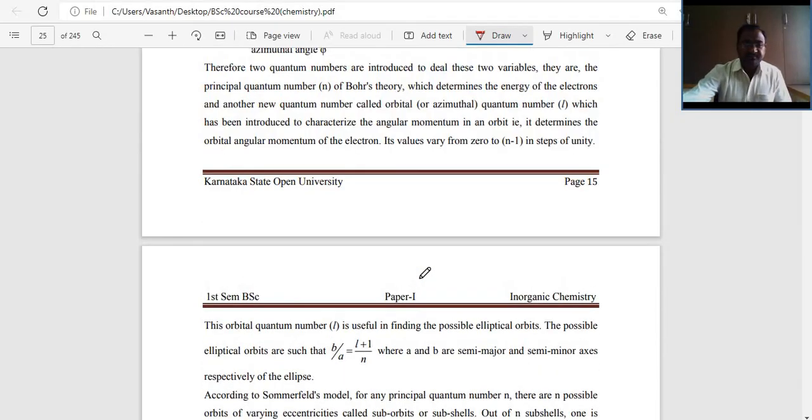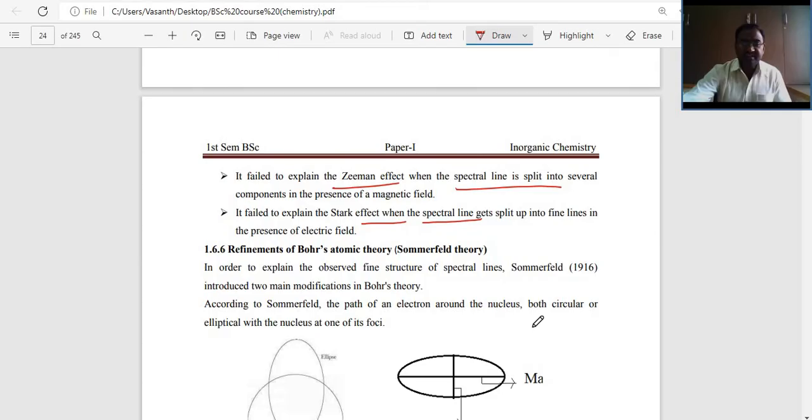The next, one more theory is there. The refinement of Bohr's atomic theory is simply called what? Sommerfeld theory. In order to explain the observed fine structure of spectral lines, Sommerfeld introduced two main modifications in Bohr's theory. According to Sommerfeld, the path of an electron around a nucleus may be circular or elliptical, with the nucleus at one of its foci.